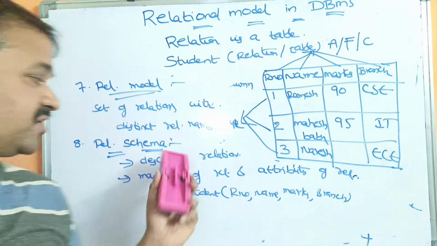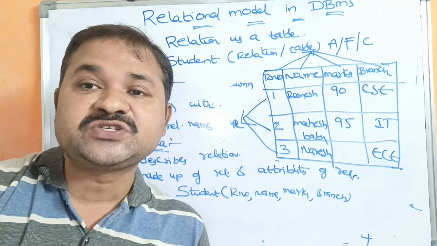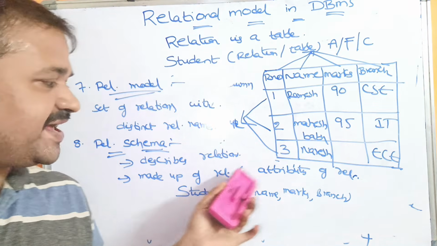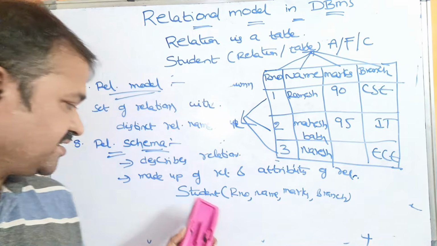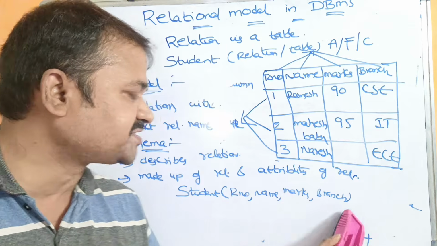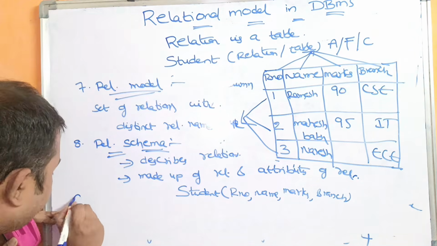So what is the purpose of relational schema? It is mainly useful in order to describe the relation. For this we need the relation as well as the attributes of the relation. So Student of roll number, comma, what are the attributes? Name, comma, marks, comma, branch. So this is relational schema.